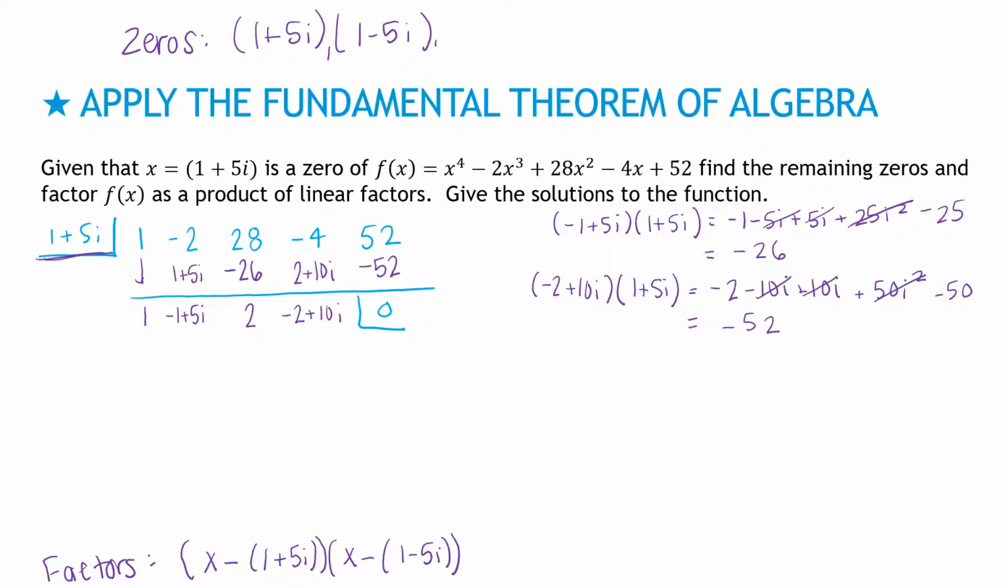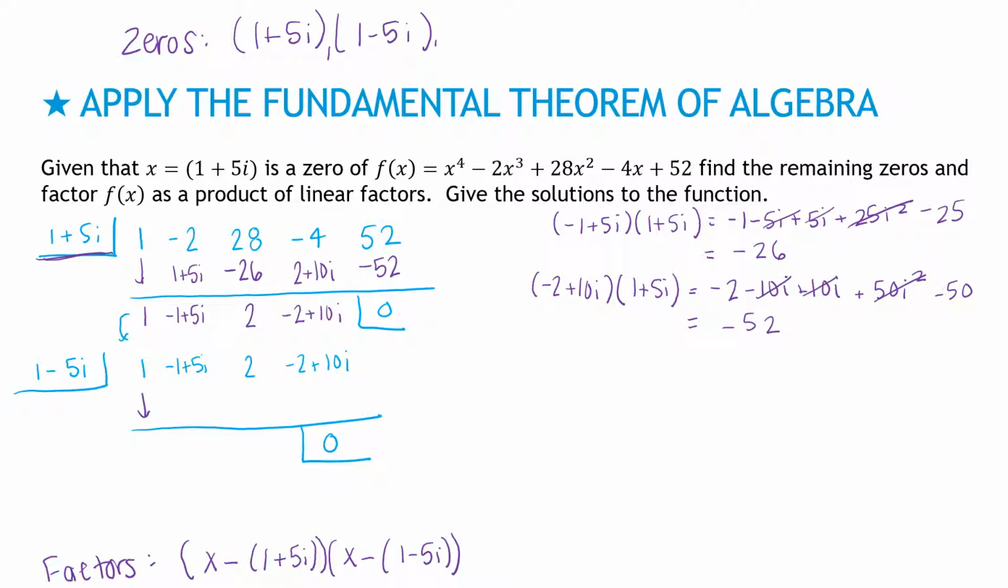So I feel pretty good about myself so far because I got that 0. Now I have to do the same thing again. I'm going to take 1 minus 5i, which is the conjugate, that second one, and I'm going to use everything here and just bring it down. So 1, negative 1 plus 5i, 2, negative 2 plus 10i, leave a space. Remember, this should end up being 0. So now let's do it again.